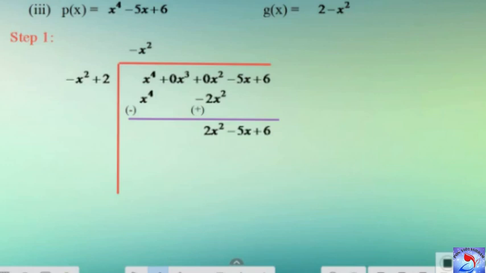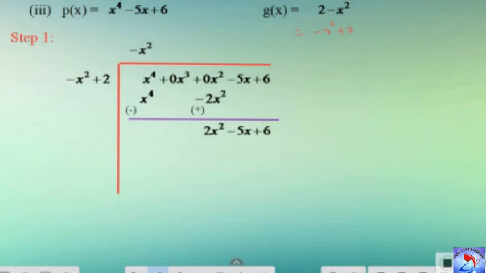P of x is equal to x power 4 minus 5x plus 6 and g of x is equal to 2 minus x square. So here the dividend is x power 4 minus 5x plus 6 and the divisor is 2 minus x square. I can very well write this 2 minus x square as minus x square plus 2 for my convenience. I'm just rearranging this, bringing the plus 2 to the other side, that's all.